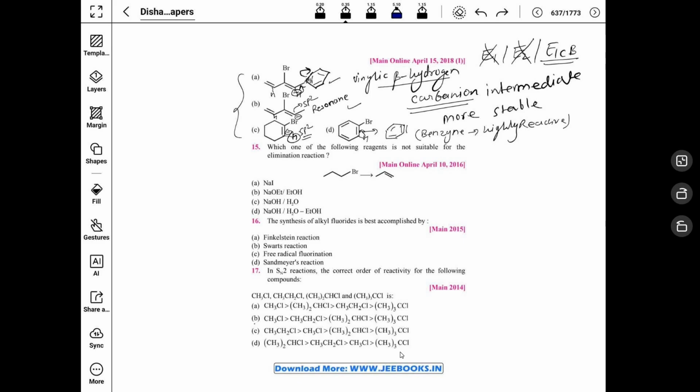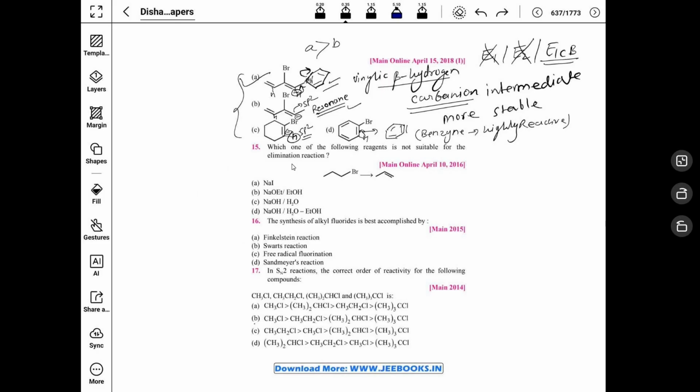So option A is the correct one, because in this case the carbanion is stabilized through this phenyl ring as well as conjugation with this double bond. But in this case the stabilization has fewer resonating structures as compared to A. So A has more stabilization than B. Hence the correct answer is A.